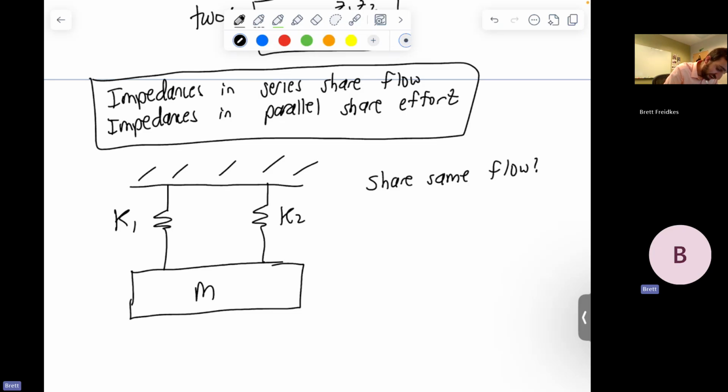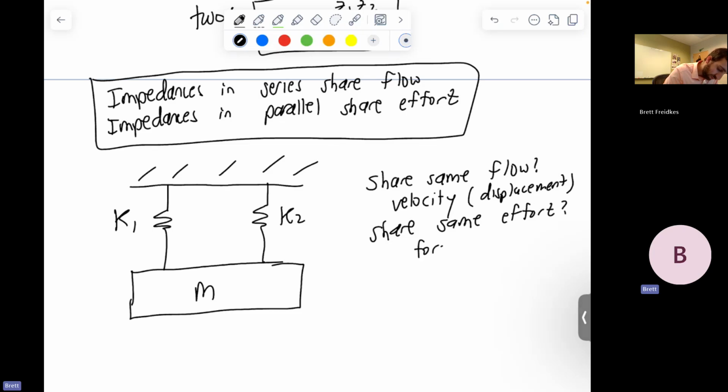Which is velocity. And if you want to think about it in more simple terms, you can think about it as displacement. Or do they share the same effort, meaning the same force? So think about that for a second. If I pull down the mass, are they going to have the same displacement slash velocity or the same force happening through them?